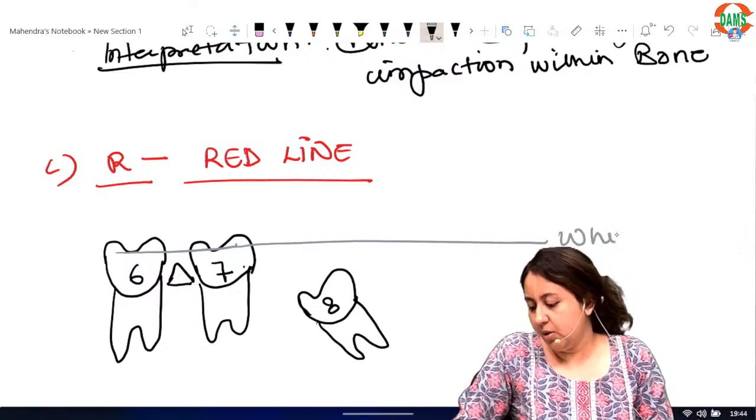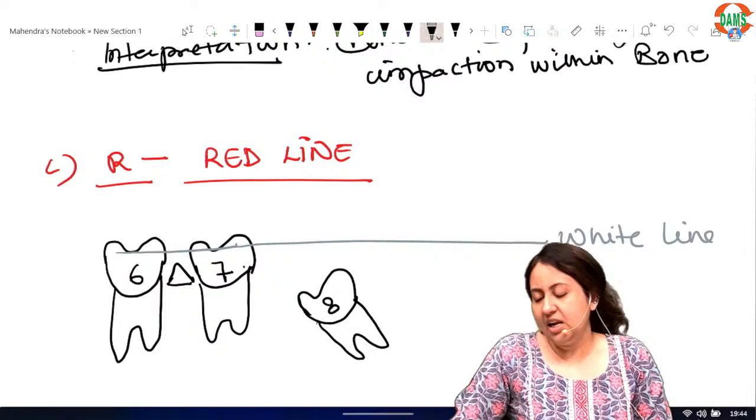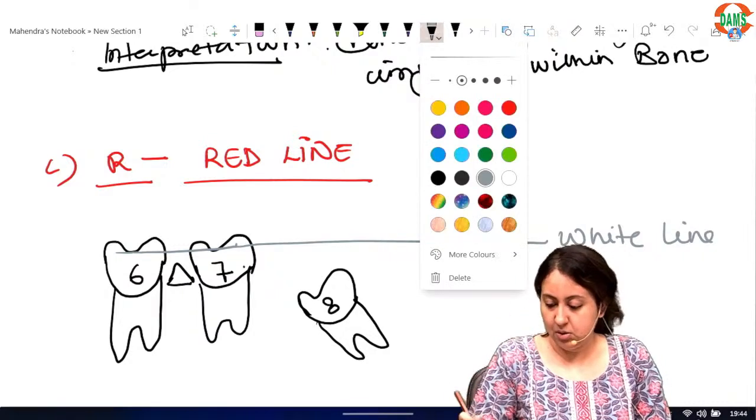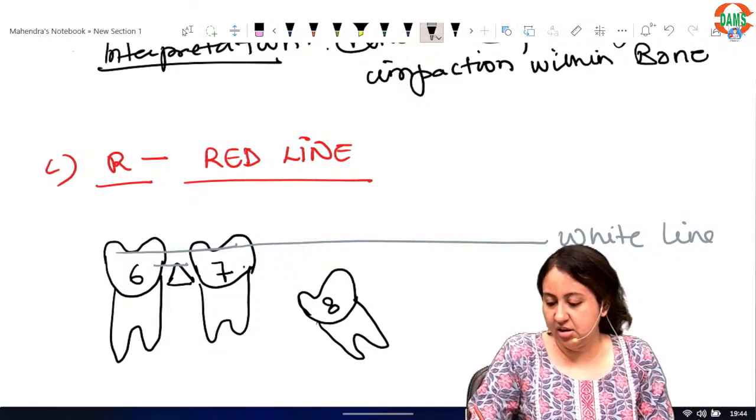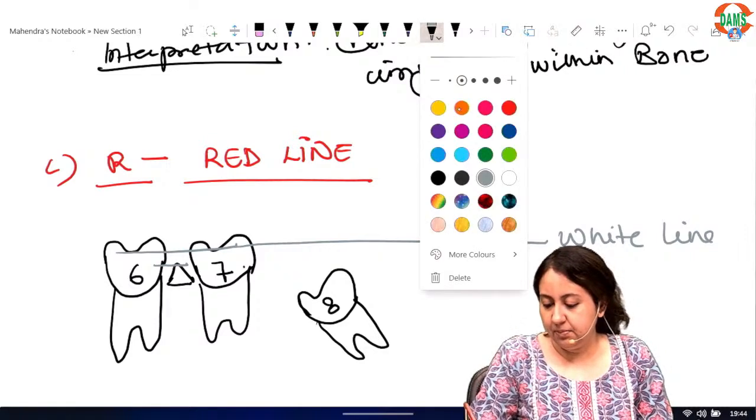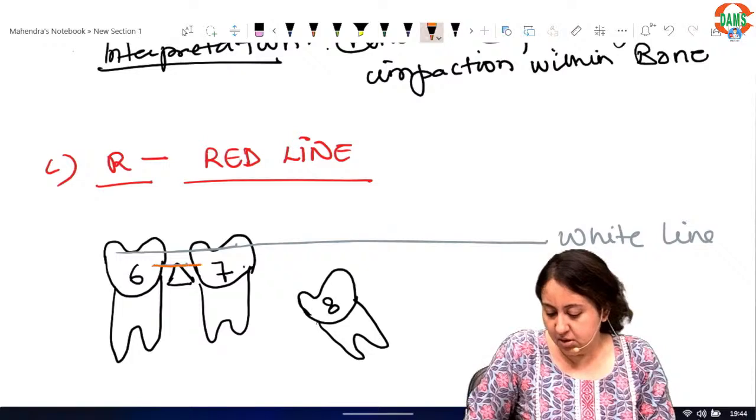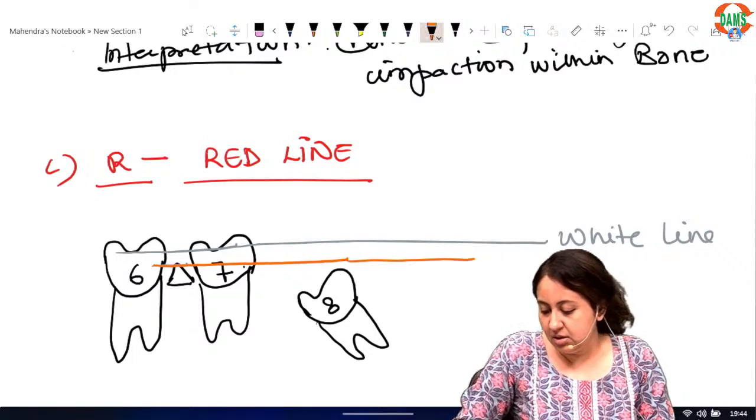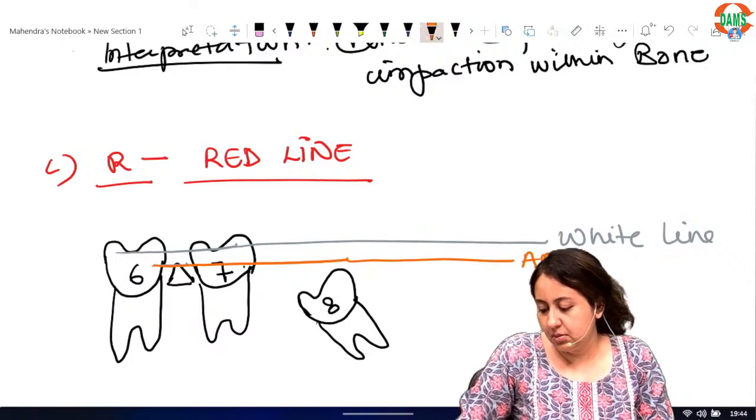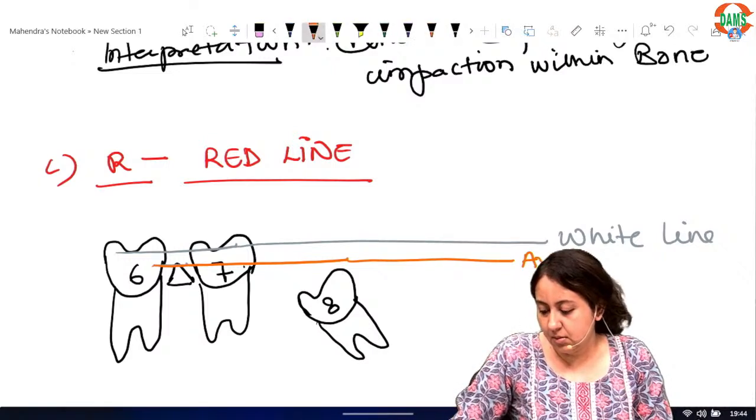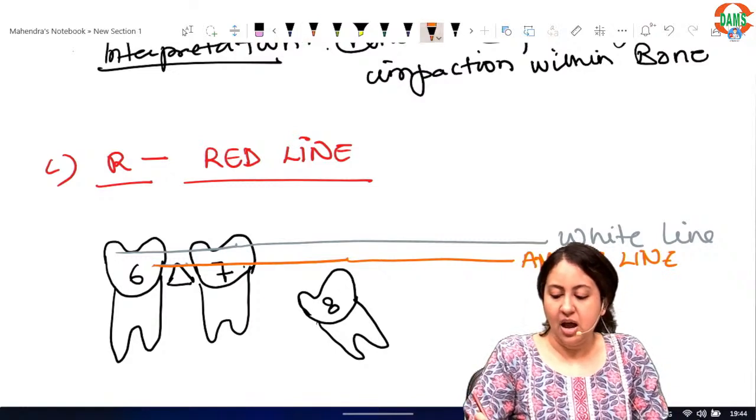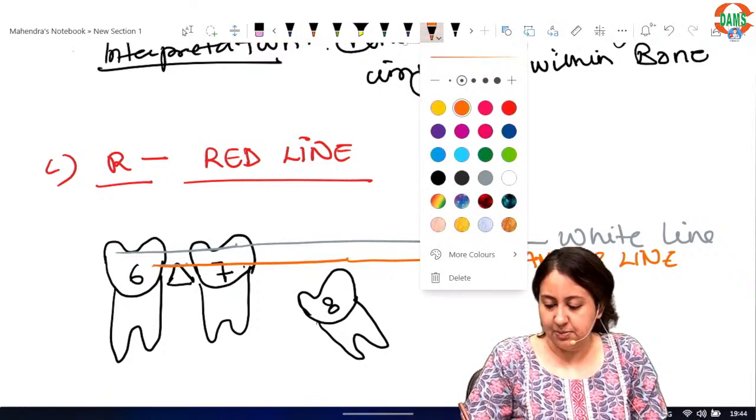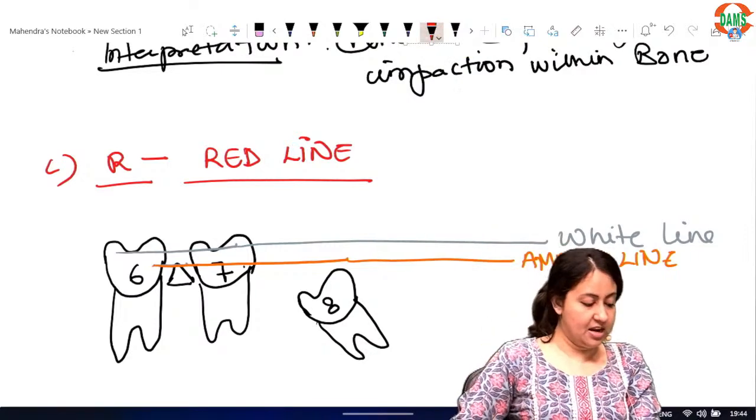This is your white line. So where was the white line from? From the occlusal surface. Okay. Amber line was from the interdental septum. Okay. Now I will draw the red line first and then explain.